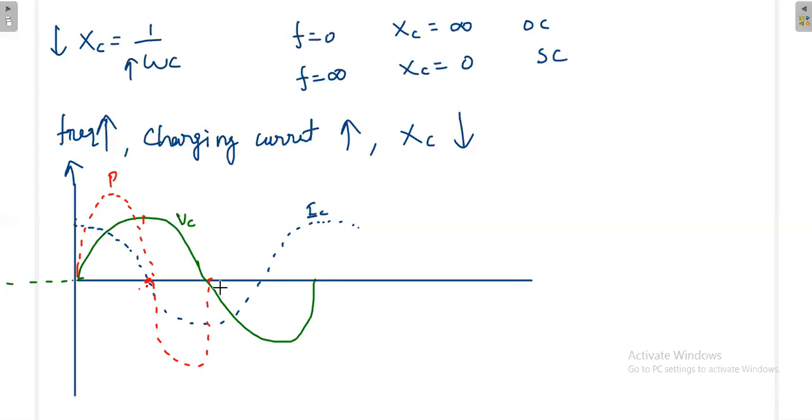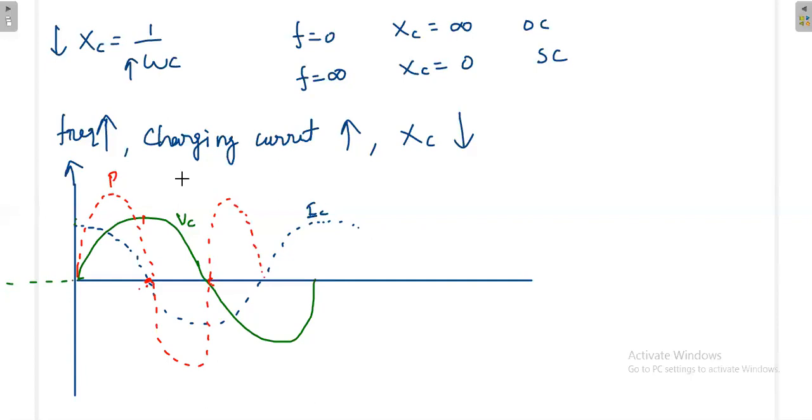Now the power is negative. In between these 2 intervals, next to 90 degrees, this is also negative, and this is also negative, then it becomes positive, and so it goes on. Now you have the voltage waveform, the current waveform, and also the power waveform.